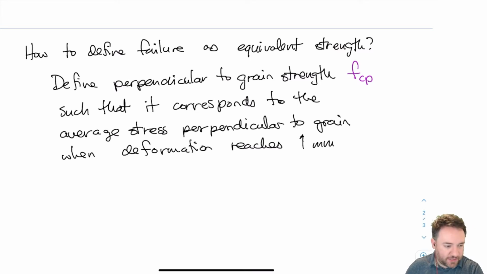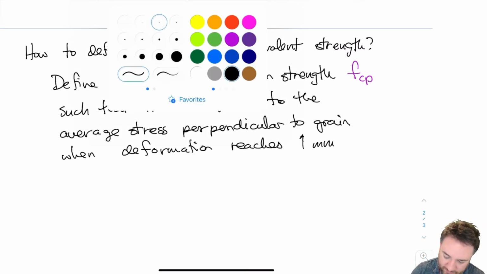So now that we know what's happening, we want the compression perpendicular to grain strength to be set up kind of similar to all of the other equations for strength, compression parallel and tension parallel and bending and all those things. So the way that the standard is set up is that it actually still defines, even though this is a deflection criterion, it still defines a strength FCP. And how does it define that strength FCP? It defines it based on, this is the stress in the fibers when it reaches 1 millimeter of deformation. So what does that look like?